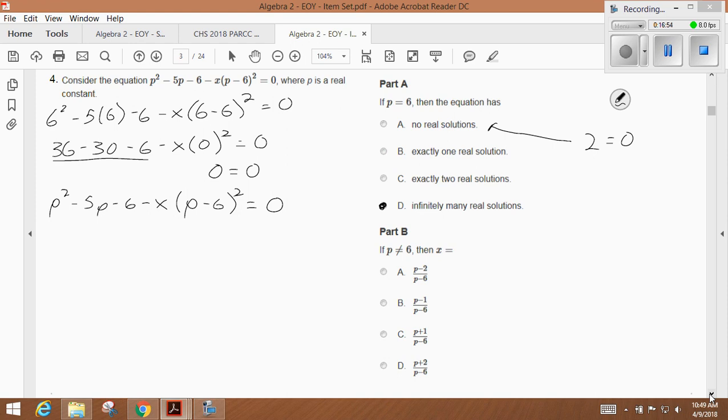It looks nasty, but if you are clever about it, it's not too bad, okay? I would like this negative x times p minus 6 to go away. I'd like it to be on the other side. So I'm going to go ahead and add this to both sides. What's going to happen? Those are going to go away, right? And on my left-hand side, I'll be left with p squared minus 5p minus 6 equals x times p minus 6.